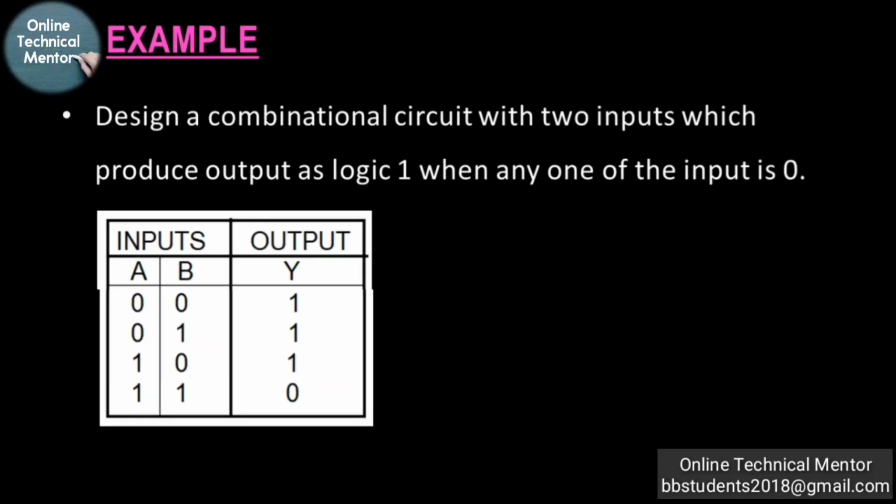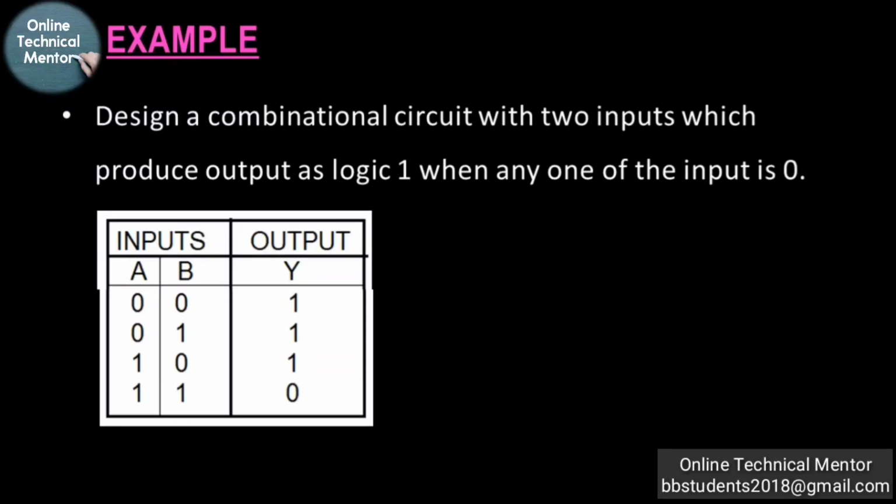So this is how to draw a truth table. Now what you have to do? You have to derive the minimized Boolean expression, and for that, you may use a K-map.